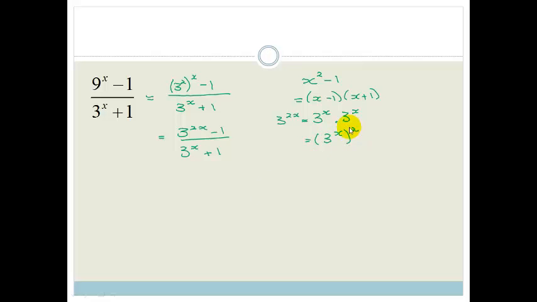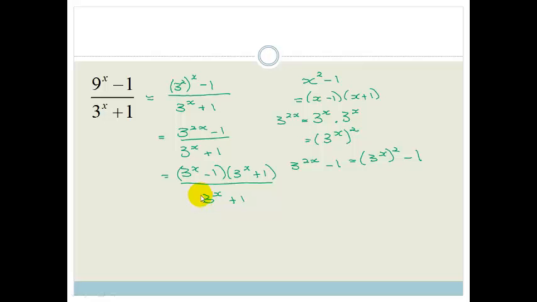Ah, so do you see where the sneakiness is? This 3 to the 2x is actually the same thing as 3 to the x squared. That means that I could rewrite 3 to the 2x minus 1, we don't, but it could be rewritten as 3 to the x all squared minus 1. And that there is exactly the same thing as this thing here, which means that this is the difference of two squares. So therefore, we can rewrite this as 3 to the x minus 1, 3 to the x plus 1, all over 3 to the x plus 1.